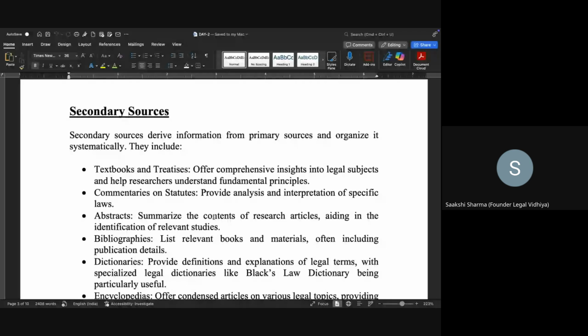Now coming to the secondary source. The secondary source of law usually derives its information from the primary source and organizes it in a systematic manner for us. Secondary sources include textbooks, treaties, commentaries, statutes.